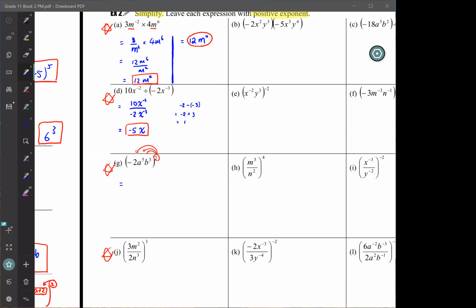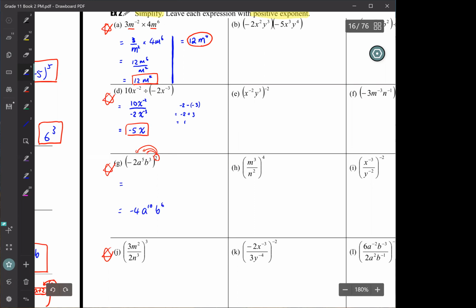Okay, should be done by now, okay? You just share in. Okay, Colin, what's your answer for G? I got -4 A10 B6.